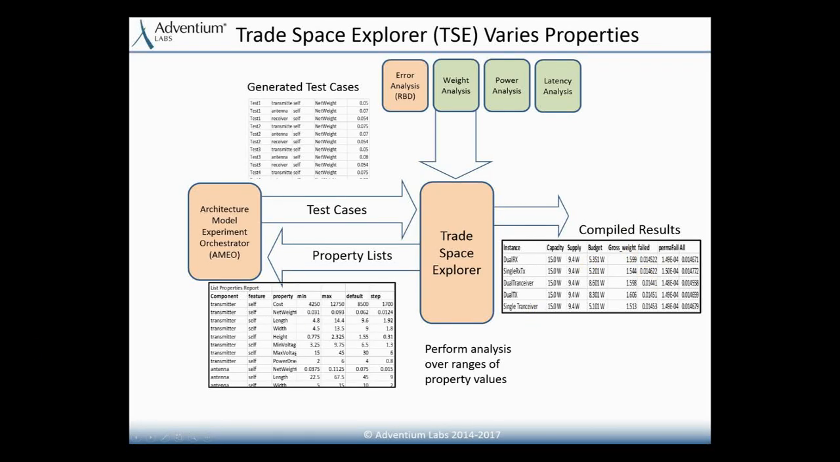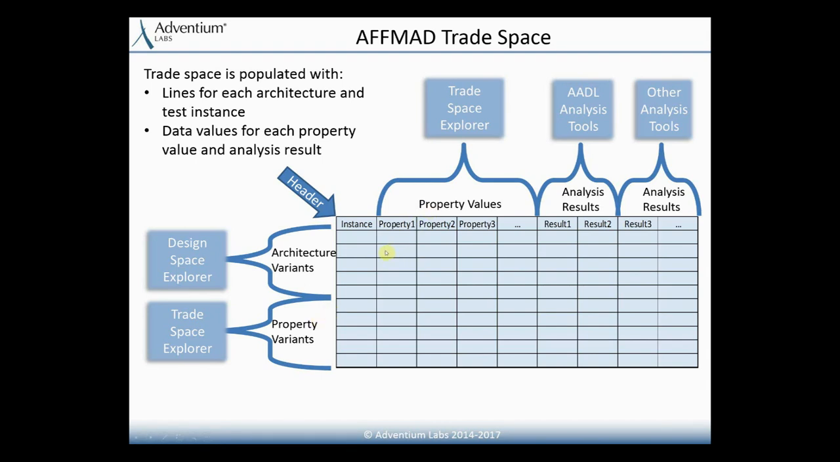The way we like to think of our trade space file is just a giant matrix, and each of the rows is an instance. These instances could be architectural variants coming from Design Space Explorer, or they could be property variations generated by Trade Space Explorer. Columns within this trade space include a unique identifier of the instance, or the signature, and the different property values that were manipulated by Trade Space Explorer. Other columns are the results of any of the analysis tools that were run. Essentially, each analysis tool adds one or more columns.